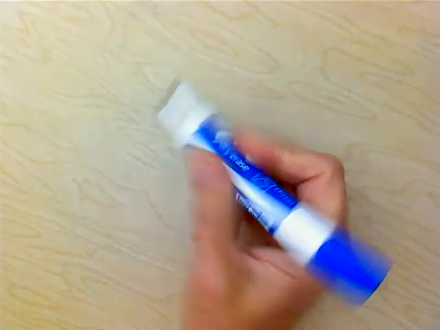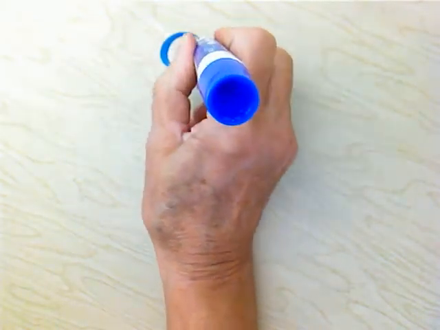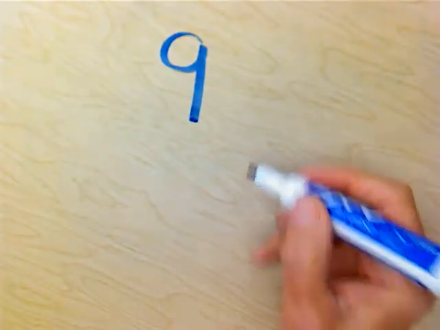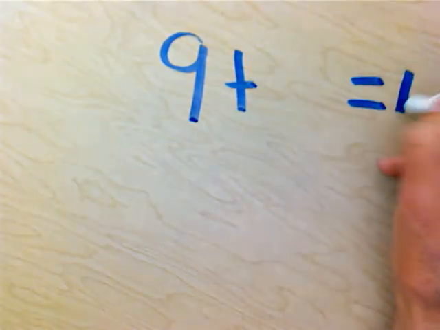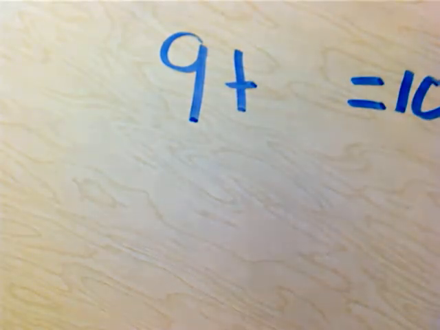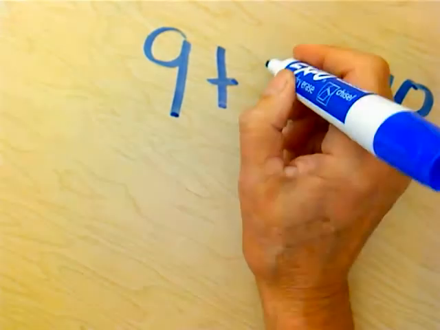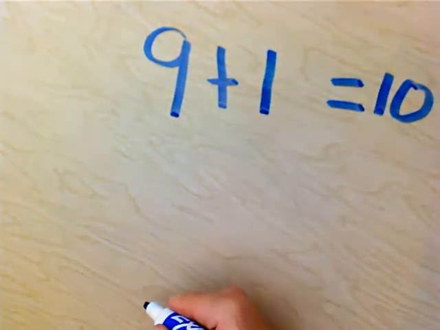Okay, we're going to do another exercise called Make 10. So if I gave you the number 9, what would I have to add to 9 to equal 10? If you said 1, you are exactly correct.